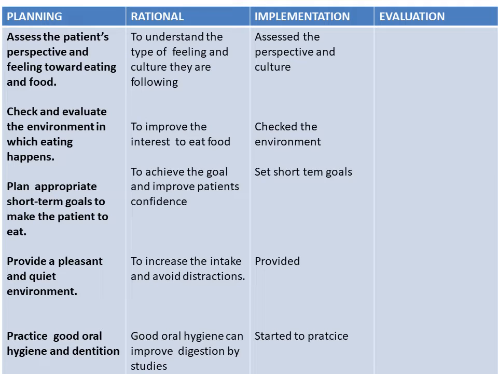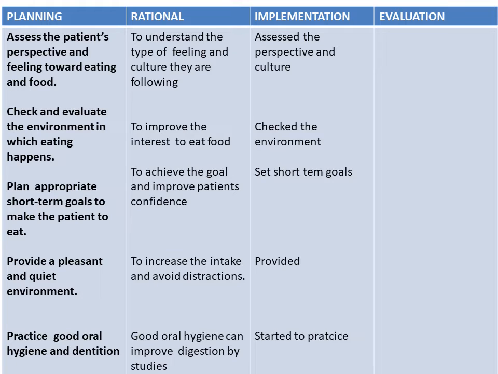Then check and evaluate the environment in which eating happens. That is very important, where the eating is happening. Some people will not be interested in eating in a crowded place, or in a dirty place. They will say the food is clumsy and the area also looks very dirty. Especially psychiatric patients have a kind of OCD feeling. So you have to understand and evaluate the environment to improve the interest in eating food. Then check the environment and plan the eating setup and environment based on the likes and dislikes of the patient.